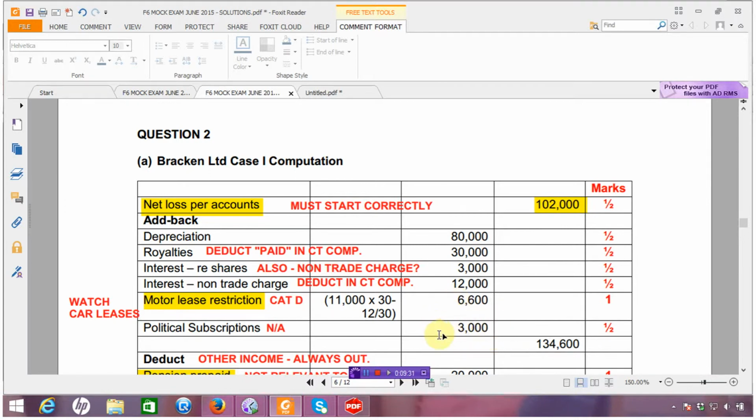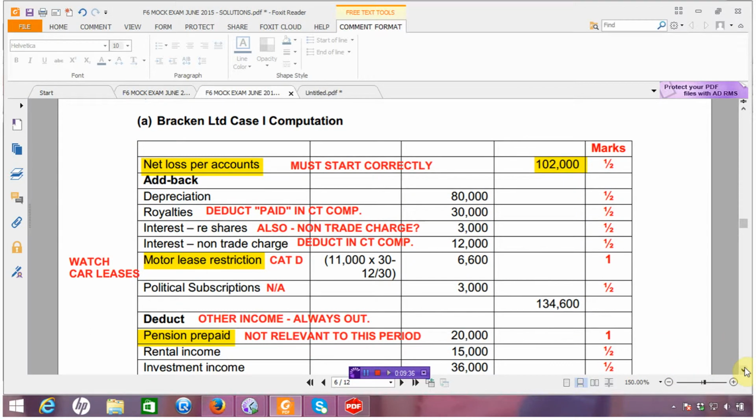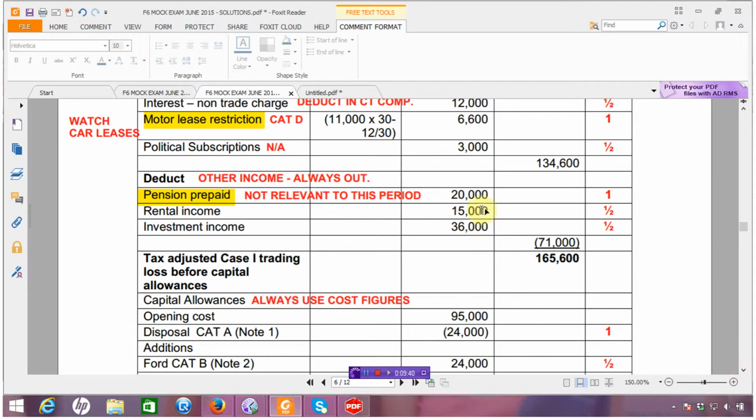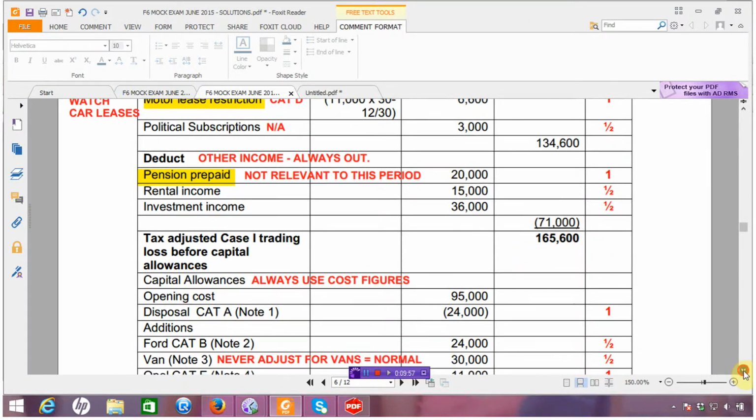The political subscriptions are going to come out. As we know, the other ones stay in. All of the subscriptions stay in. In terms of the deductions, always, and 100% of the time, the other income is going to come out. So let's get those half marks for doing that. In this case, the pension unusually is a prepayment, so not relevant for this period. That's also got to come out. And then we get down to our adjusted trading figure before CAs.